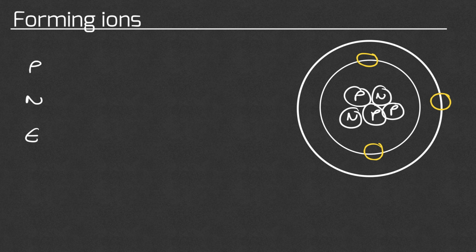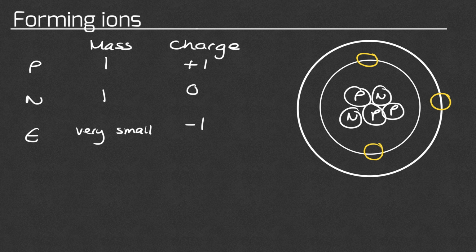These are our 3 subatomic particles: protons, neutrons, and electrons. You need to know the mass and charge of each of these. A proton has a mass of 1 and a charge of +1. A neutron has a mass of 1 and a charge of 0. And an electron has a mass of very small and a charge of -1.